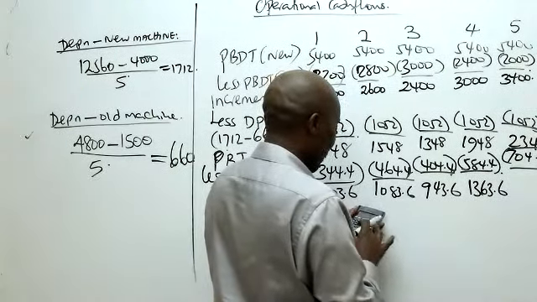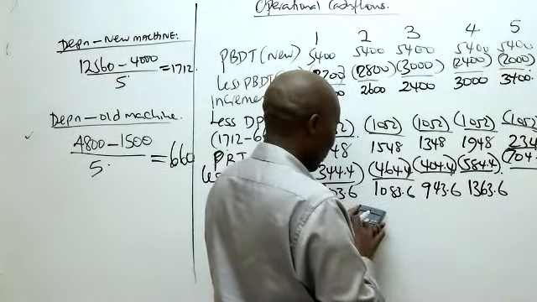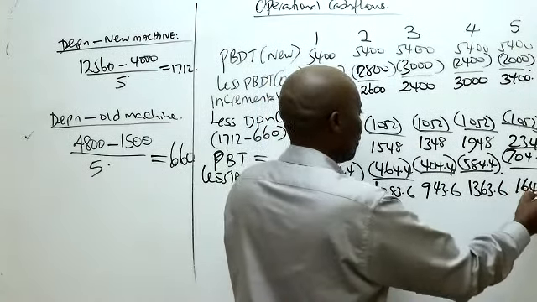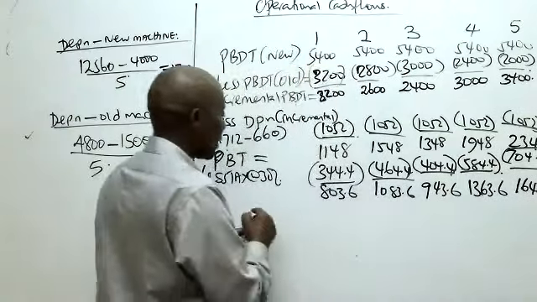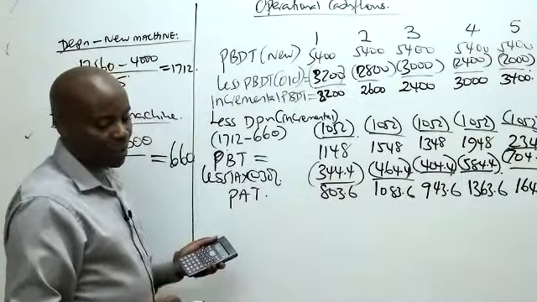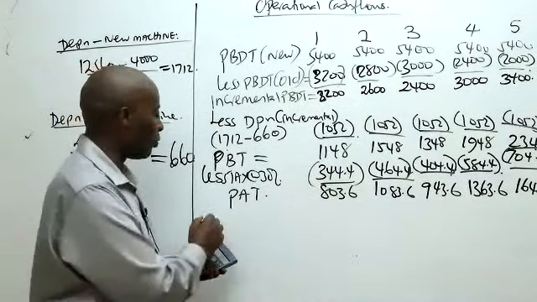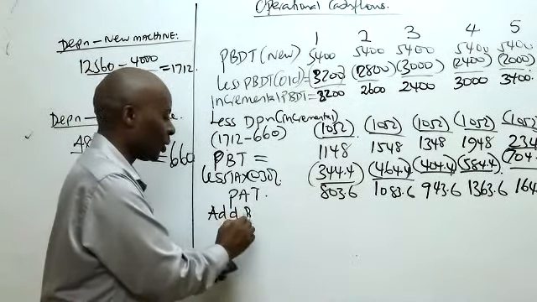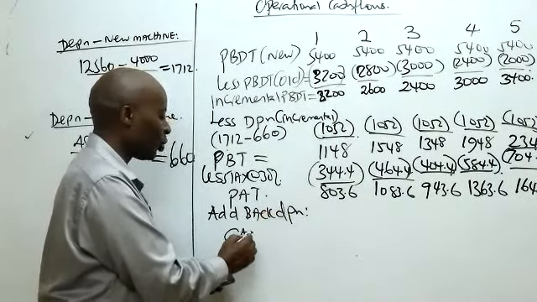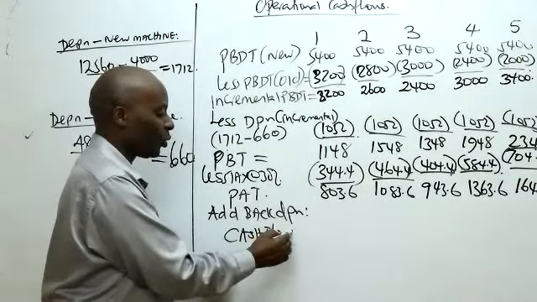2348 minus 704.4, which will give me 1643.6. So this represents to us the profits after what? After taxation. Profits after tax, to which we will come and add back depreciation. The last thing, you add back depreciation for you to be able to get what we call the cash flows.